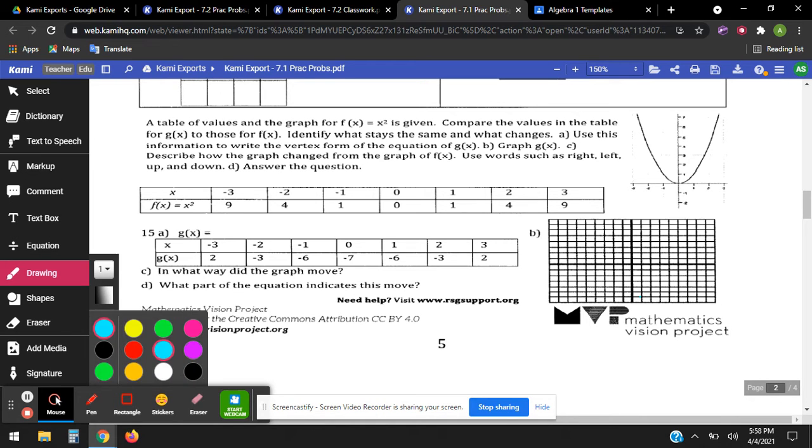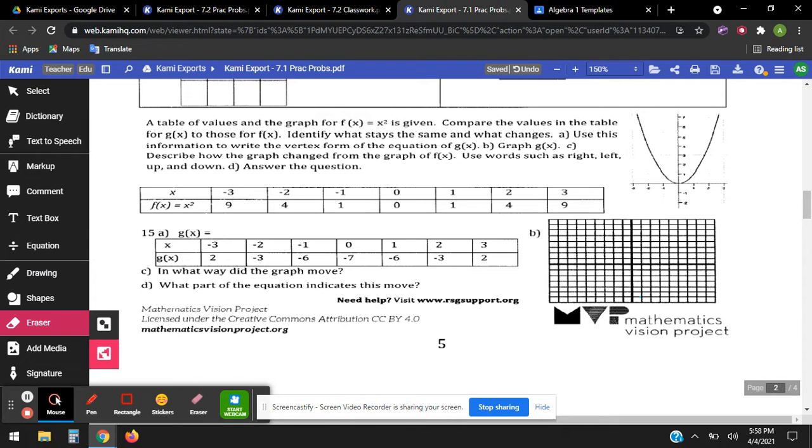So I'm going to go ahead and put -3 comma 2 and -2 comma, oh wait, -3, wrong direction. -3 comma 2, -2, -3, -1, -6, 3, 5, 6, 0, -7, and then I'm moving back up again, it looks like.